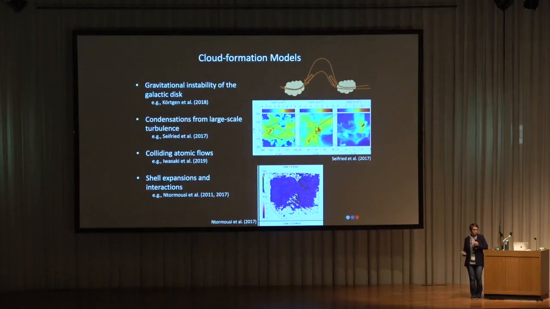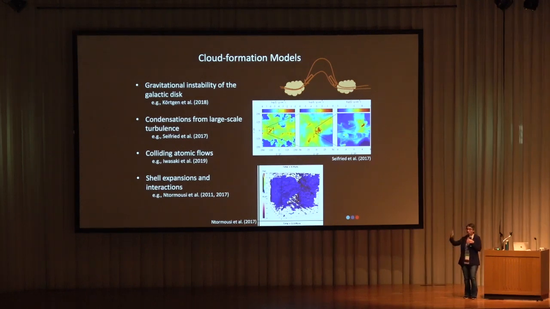For example, the astrophysical insights from cloud formation. There are four main cloud formation scenarios discussed in our chapter. One is formation from gravitational instability of the galactic disk, where the magnetic fields become buoyant and result in a large-scale bending of magnetic fields. Also, the zoom-in simulations from kiloparsec scales to molecular clouds enable us to look at the formation of clouds as the result of condensations from large-scale turbulence.